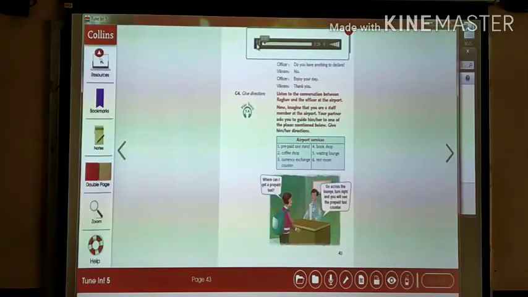Listen to the conversation between Raghav and the officer at the airport. Excuse me, sir. Yes, how may I help you? Where can I get a prepaid taxi? You go across the lounge, turn right, and you'll see the prepaid taxi counter. Oh, thank you. Could you also please tell me where the currency exchange counter is? Sure. It is right next to the prepaid taxi booth. Thank you so much. You're welcome.